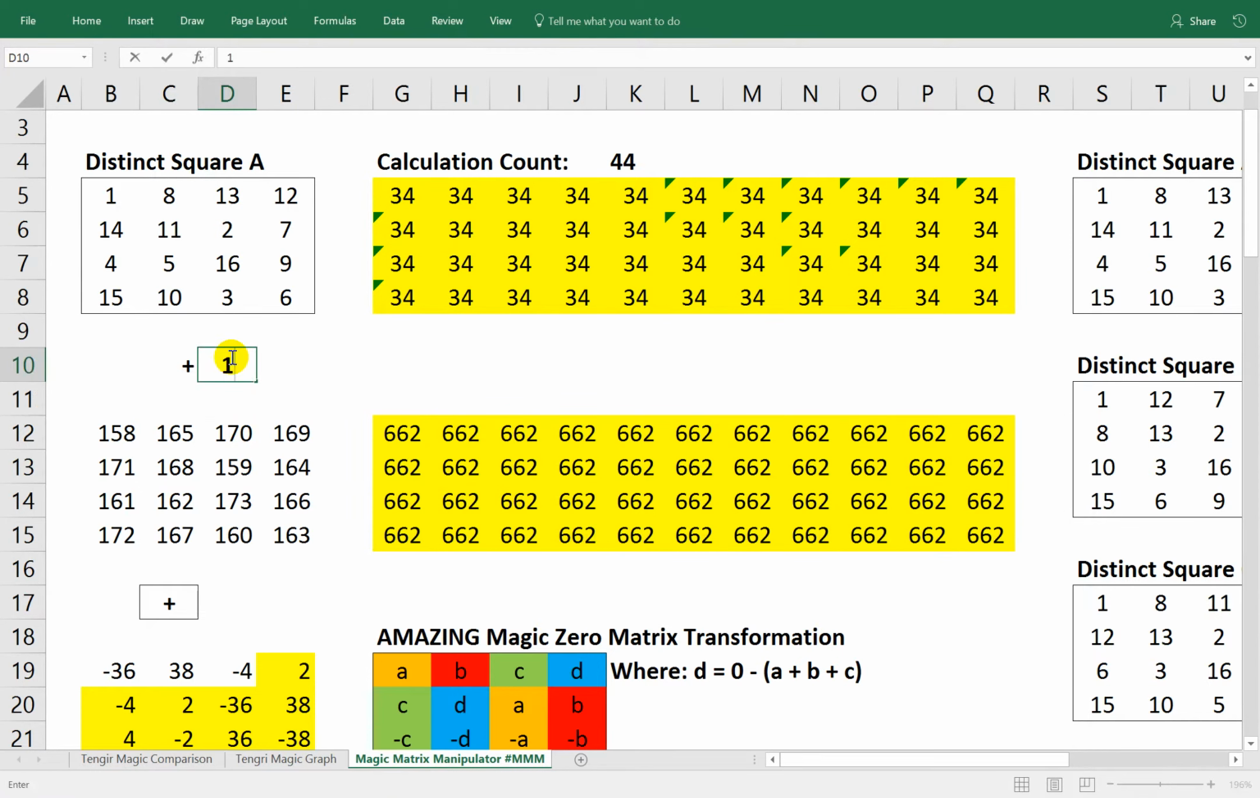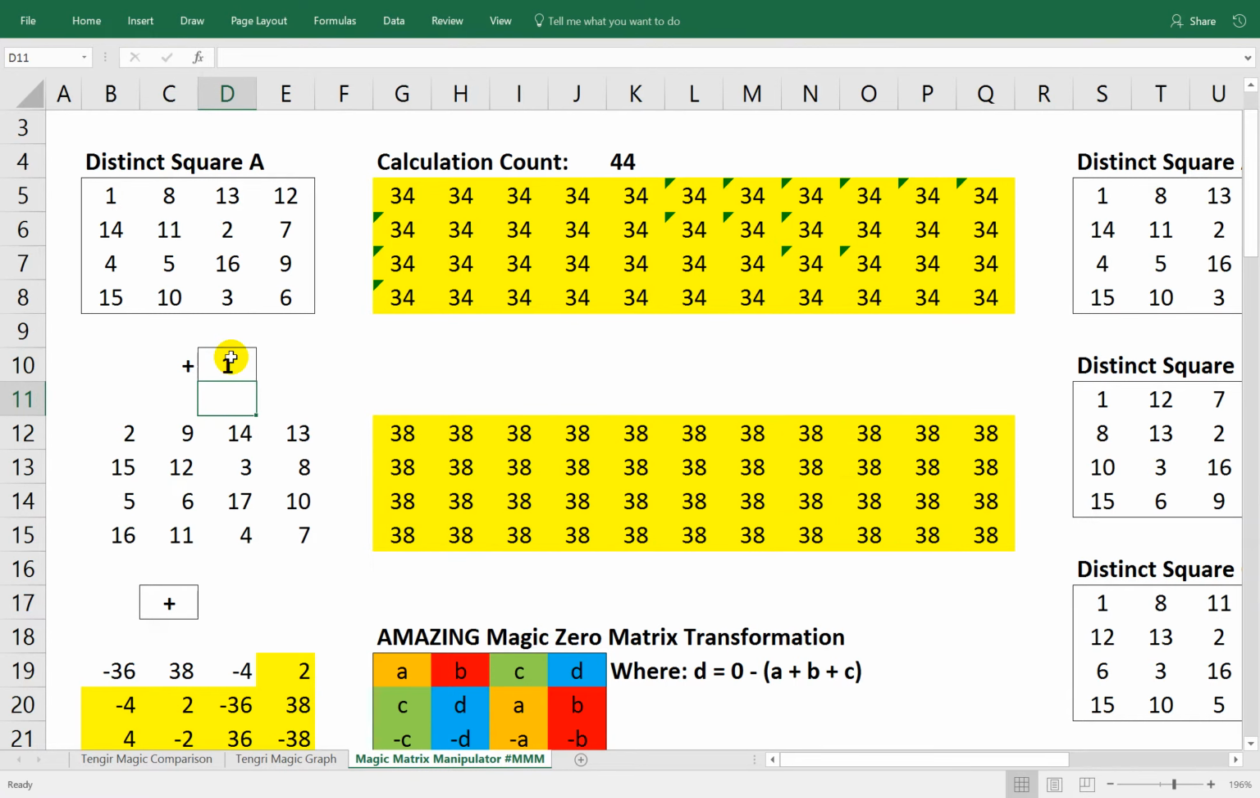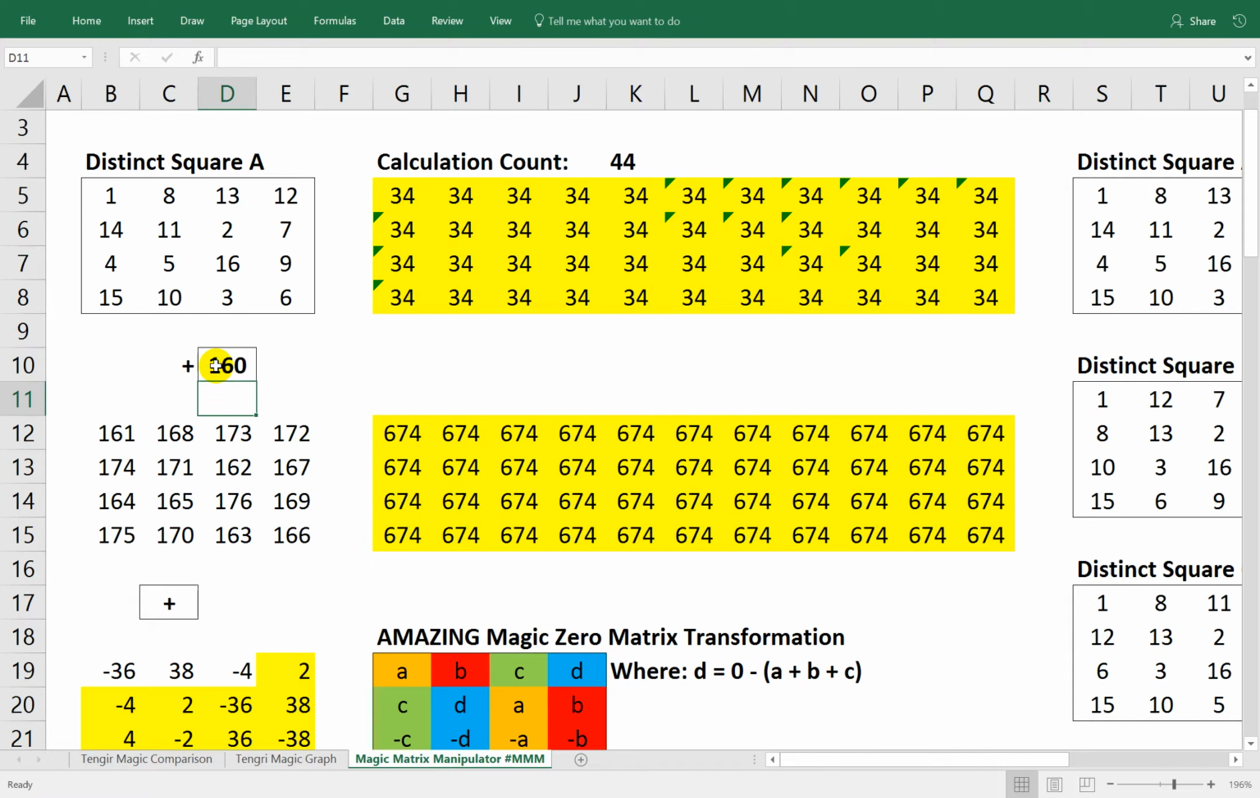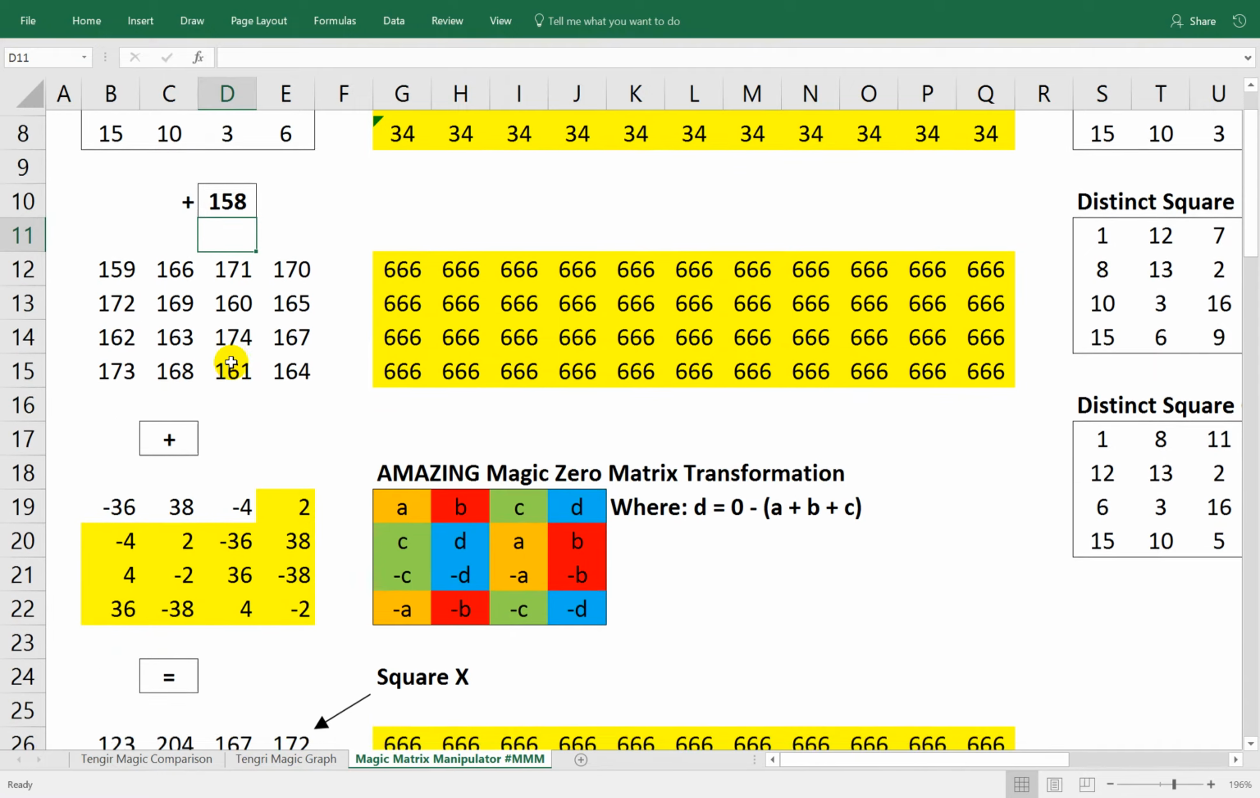So then you could just play around with it. It goes up by 4 every time you add 1. Because this one's 34, if we add 1 to every cell, then the sum is going to go up by 4, so 38, then 42, and you go all the way to 160, etc. We got to subtract. That's 174, so we got to subtract 2 of these, 158. We get 666. So that's my square.